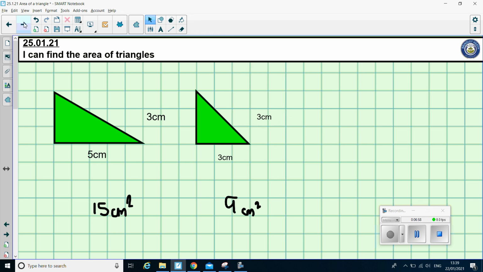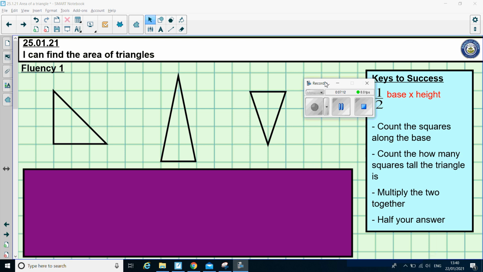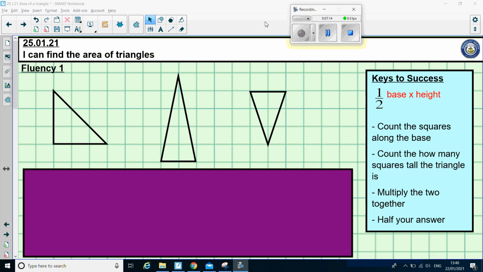Okay, so I have got some triangles here, and what I'm going to do is I'm going to find the base and the height, and then I'm going to half it for each one. I'm going to move this over so that you can see the keys to success clearly. Right, so first of all, following my keys to success, count the squares along the base. The base of something is the bottom of something in general. Okay, so I'm looking at this triangle here, and the base, or the bottom of my triangle, is this line here. So first of all, I'm going to count the squares along the base.